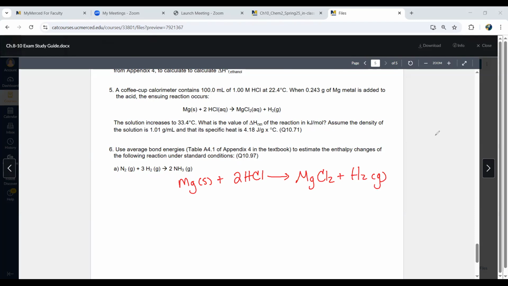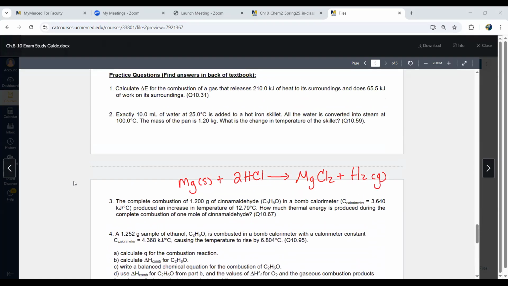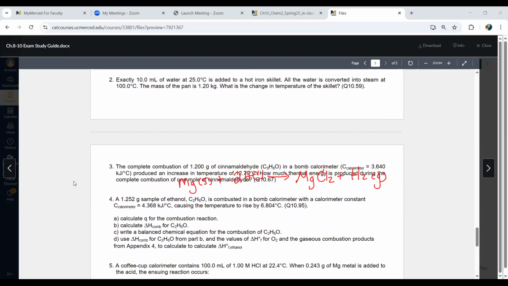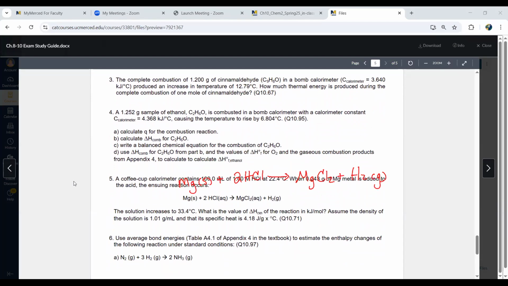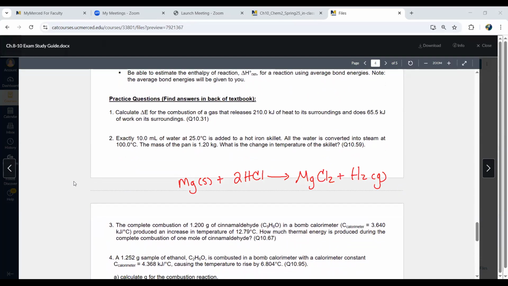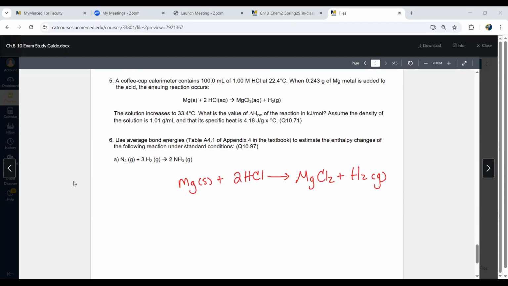Number 2 is necessary. So the only one to not really focus on for this: 1 was good practice, 2 and 3, 4 but not part D, 5 and 6. So 2 is a little more complicated than the exam, but the concept is still on there.